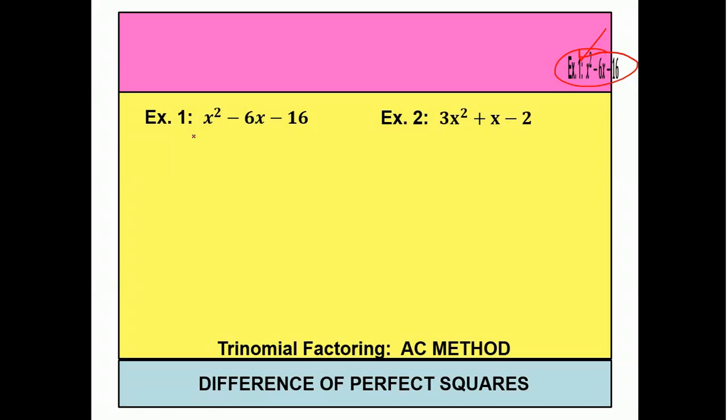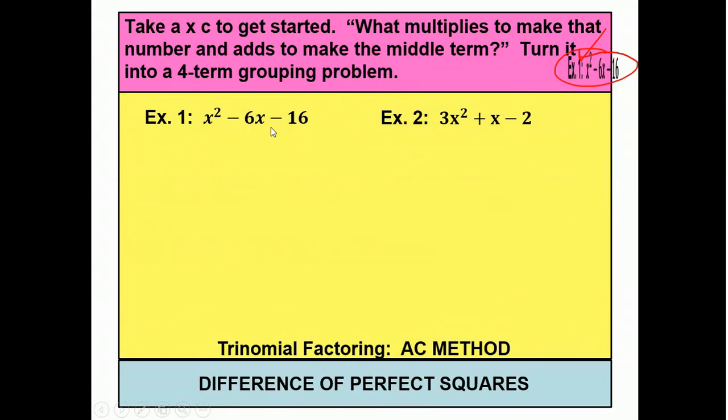Alright, so what are we going to do today? Basically, all you need to do is take A times C to get started. Then you're going to ask yourself, what multiplies to make that number and adds to make the middle term? Turn it into a four-term grouping problem then. Whatever's in front of the x squared, that number, times whatever doesn't have an x. So, 1 times negative 16. Right? So that's negative 16. So my AC is negative 16.